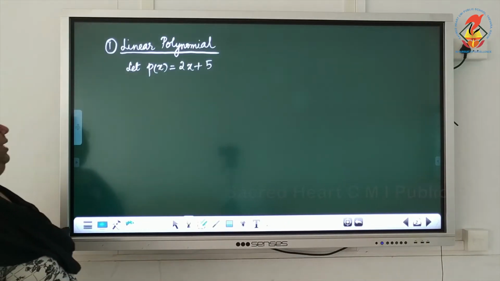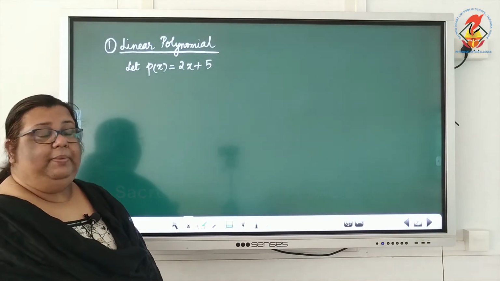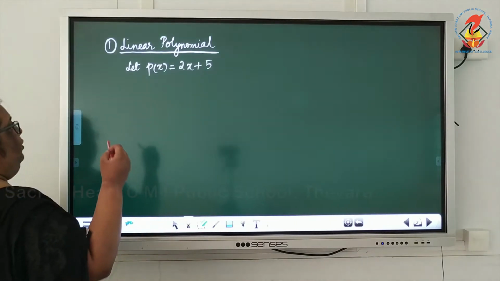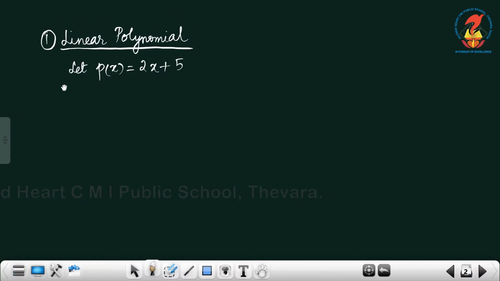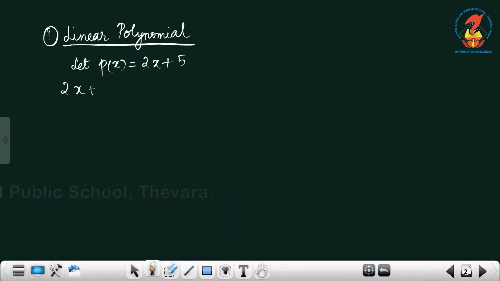We will start with a linear polynomial. For example, I am taking the polynomial p of x to be 2x plus 5. I am going to solve and get the zero of 2x plus 5. That is 2x plus 5 equals 0. 2x will be negative 5. The value of x will be negative 5 by 2.